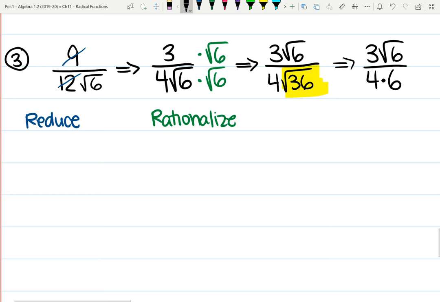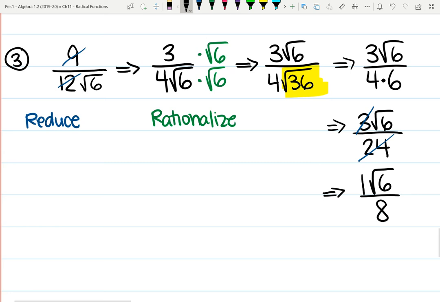All right, things are getting a little long here. I'm going to start writing things going downward. Again, 4 times 6, well, that's 24. So this is just 24. And again, I can reduce 3 and 24. That's 1 over 8. So this just becomes 1 over 8. Right, I could put the 1 in front. I don't need it. And there we go.